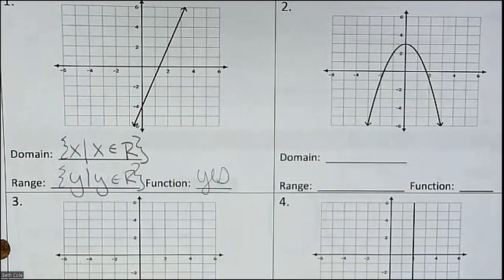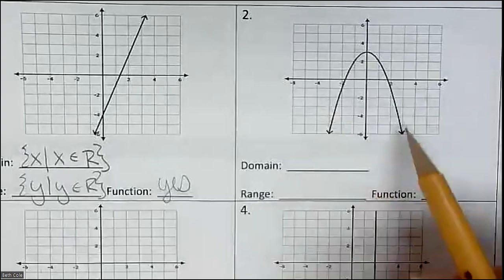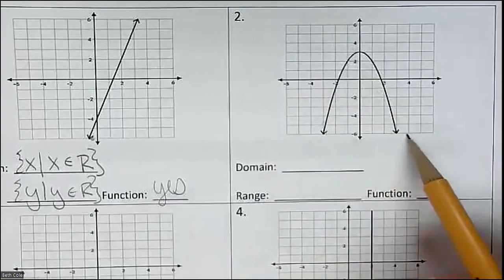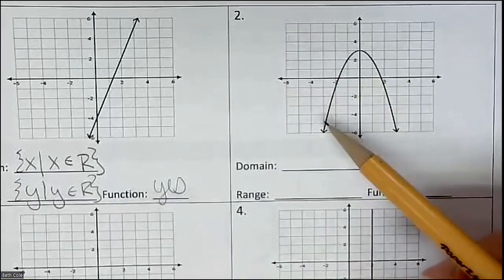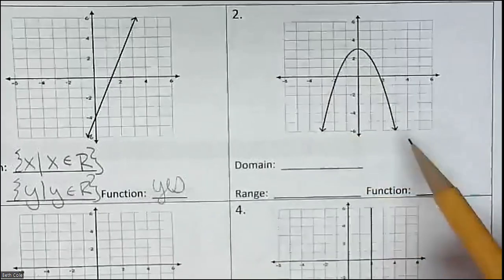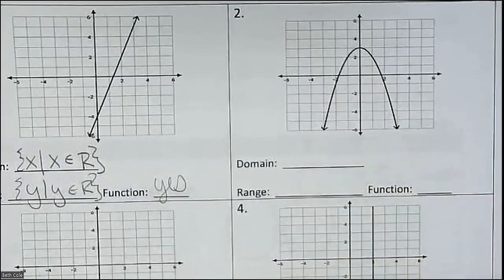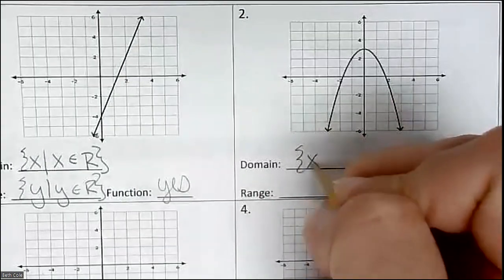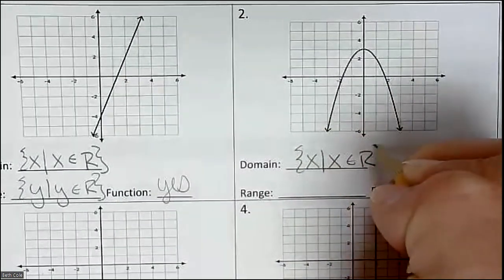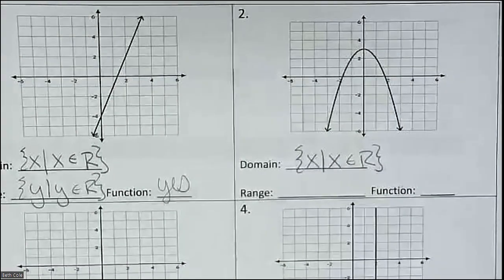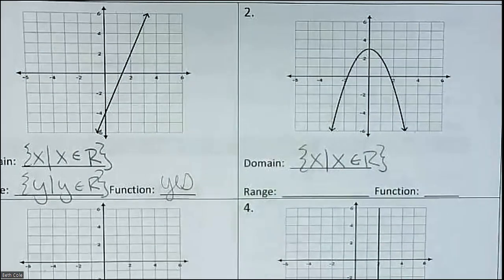Okay. So looking at this one, it's a U shape. I realize both these arrows look like they're pointing down, but do you get that this is going to keep going left forever and this is going to keep going right forever? Like off the paper and down the hall? So your domain is everything. It's all reals.